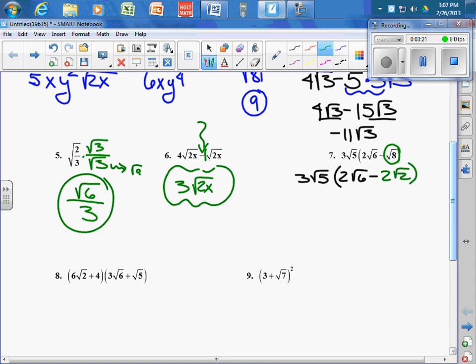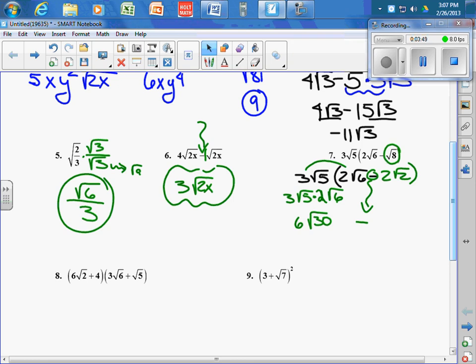Now I'm going to distribute. I'm going to be taking 3 radical 5 times 2 radical 6. Now what I would do is actually write that out. 3 radical 5 times 2 radical 6. And what is that? Multiply the numbers outside. What do you get? 6. Multiply the numbers inside. Radical 30. Can that be simplified? No. I'm going to bring down the minus sign.